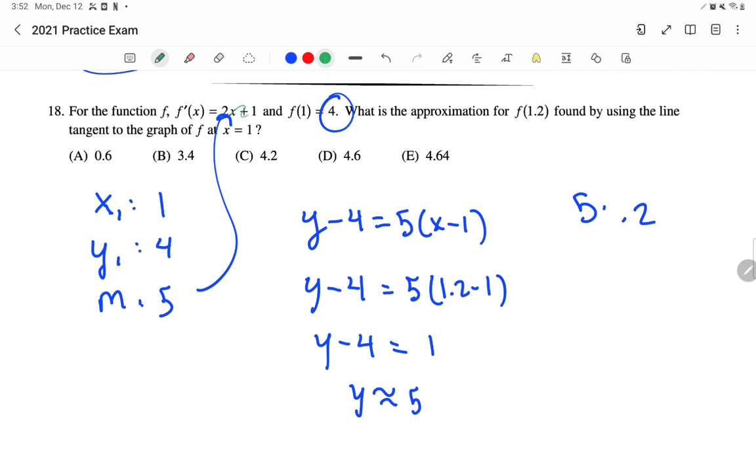Yeah, I see my mistake. 2 times 1, when I plugged in 1 here, 2 times 1 is 2. 2 plus 1 is 3. So this should have been a 3. So 3 times 0.2 is 0.6. Add 4 over, we get 4.6.